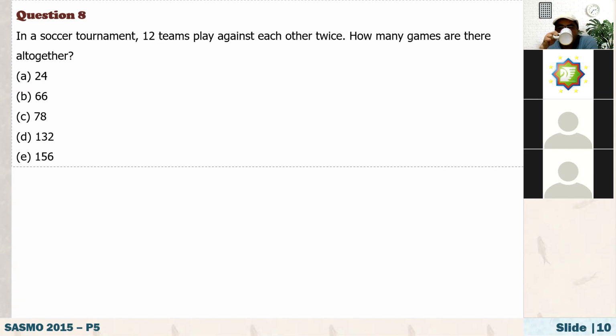Yes. In the soccer tournament, 12 teams play against each other twice. How many games are there altogether? Yes, Aydın, what's the answer? My answer is 1 plus 2 plus 3 plus 4 plus up to 11. So what is the answer here, Aydın? A, B, C, D, E, which one?